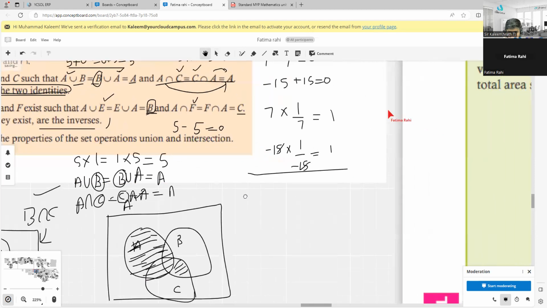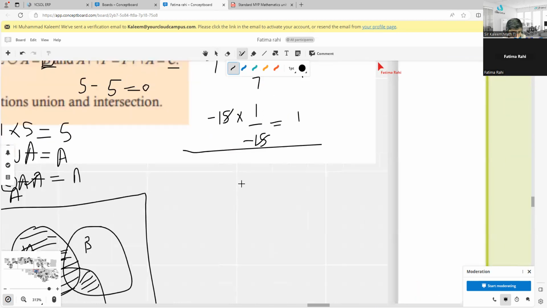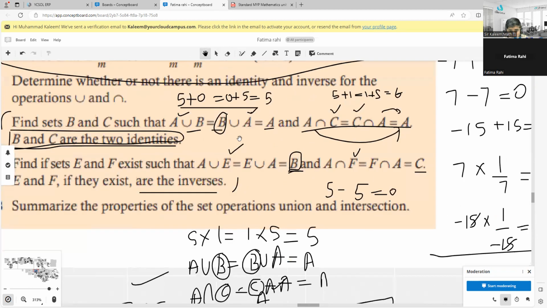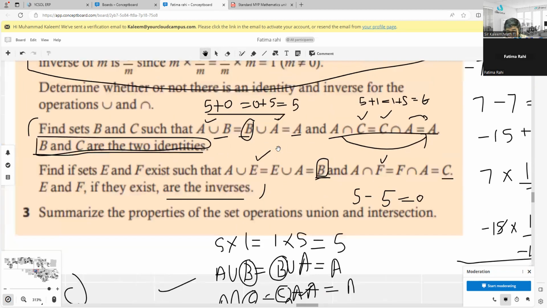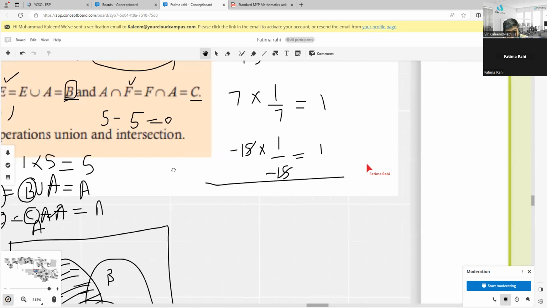Look, firstly, you just have to tell me, did you understand what an identity is? First line: B is a union identity here. C is an intersection identity. Did you understand this step? Okay, let's discuss what an inverse is.